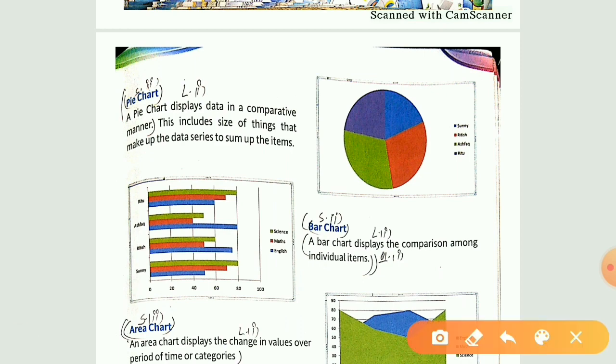Okay, now see the third type of chart, that is your pie chart. It is a very popular one. Yes, so see, a pie chart displays data in a comparative manner. This includes the size of things that make up the data series to sum up the items. Now, what happens here is that there is no x-axis and y-axis. First thing is that it all works in degrees. You know, the overall degree is what? It is 360 degrees.